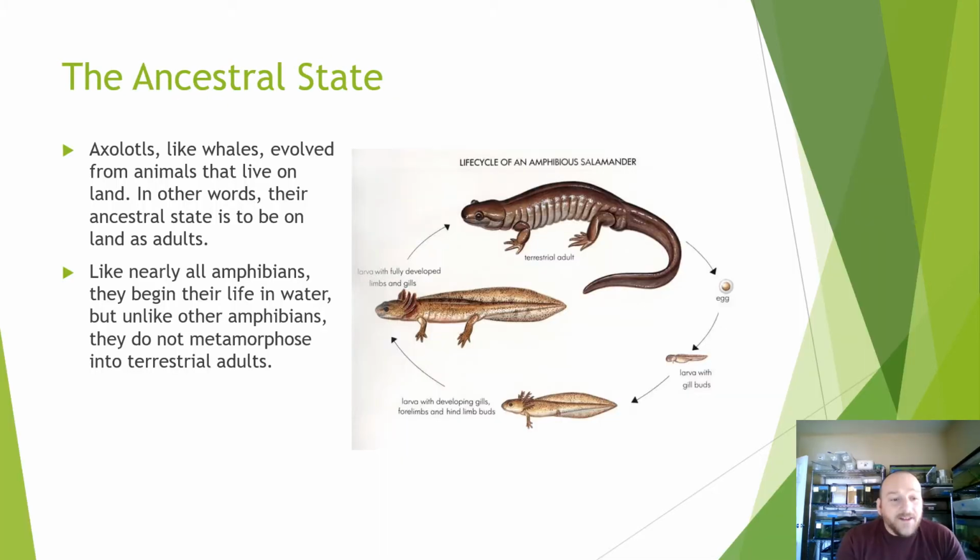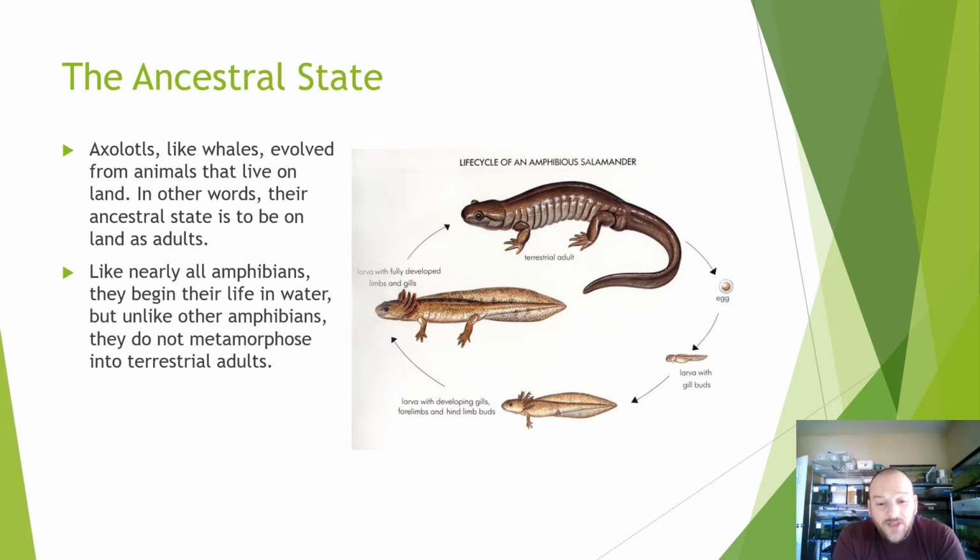So axolotls, like whales, evolved from animals that live on land. In other words, their ancestral state is to be on land as adults. This is a typical amphibian life cycle. They start as a terrestrial adult. They lay eggs. The eggs turn into larvae. These larvae hatch out after a few weeks in most cases. The larva develops some gills and forelimbs, and then eventually, once those larvae are fully developed, they go through a metamorphosis, much like frogs do.